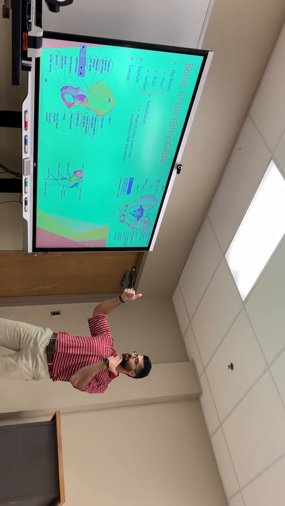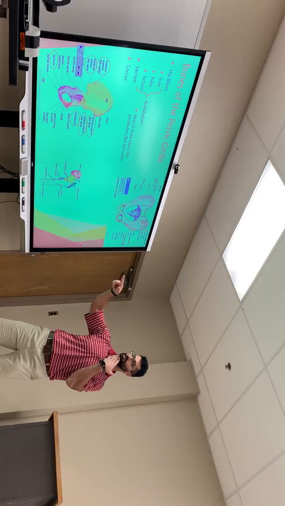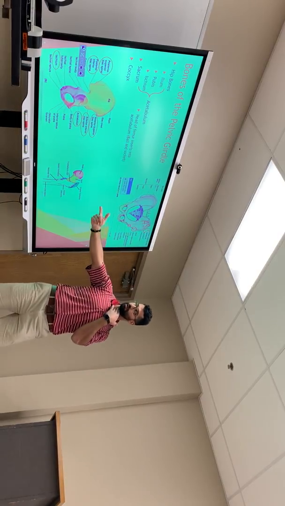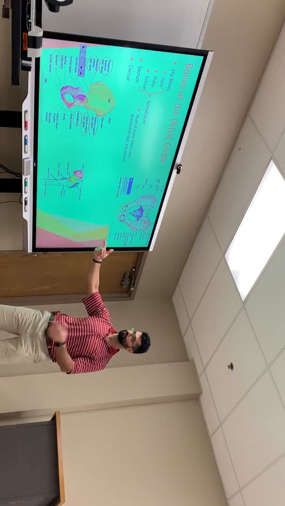Okay, we talked about acetabulum. You guys also can see the one that I circled on the PowerPoint. Ischium, the sitting bone.